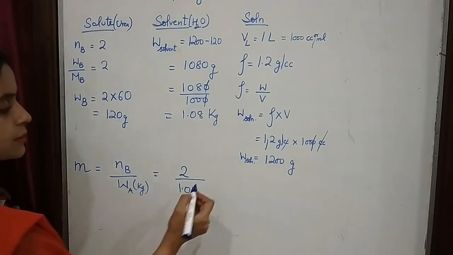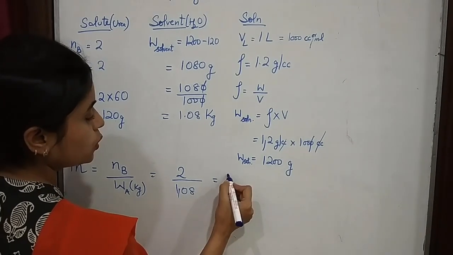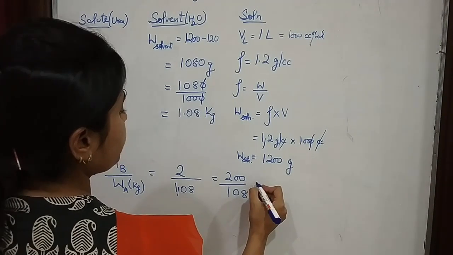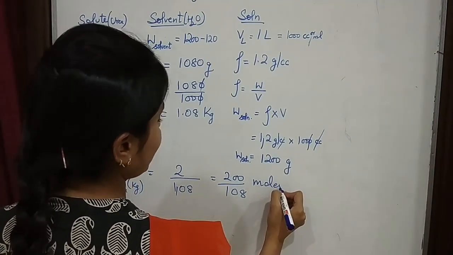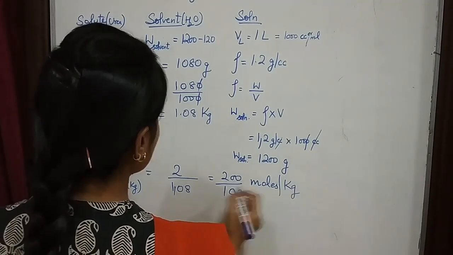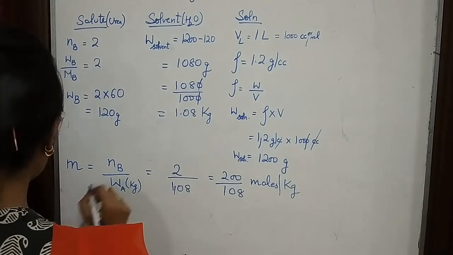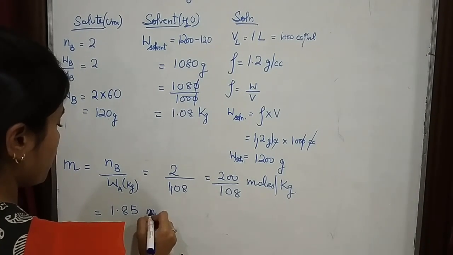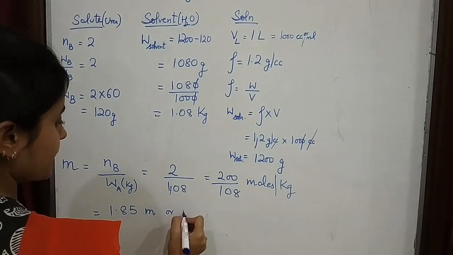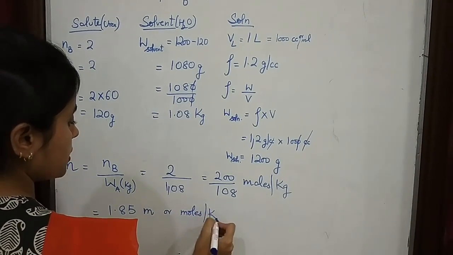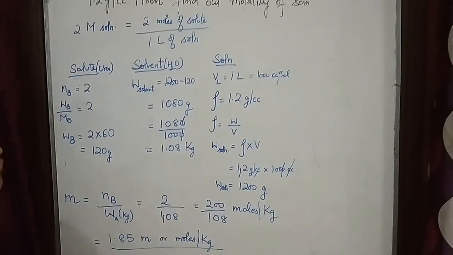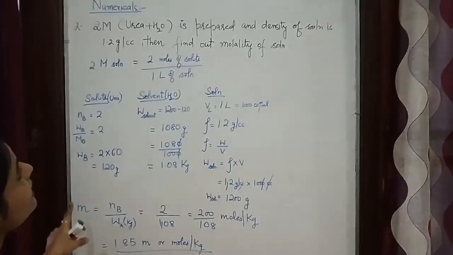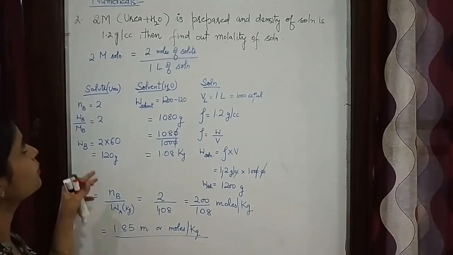So after solving this, you have 200 divided by 108. This is the molality; you can write the unit as moles per kg, or you can solve it and you will get the answer 1.85. Either you write molal m or you can write moles per kg. In this way, when you make this table of solute, solvent, solution, you can easily find out any concentration term of the given numerical.